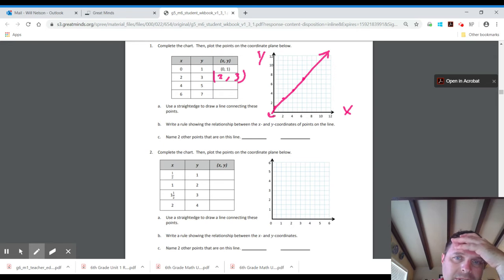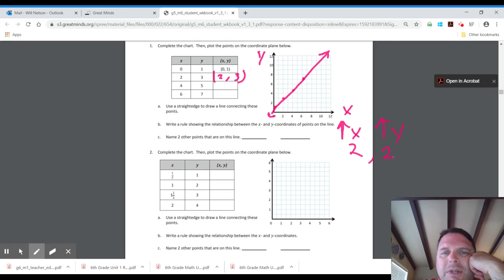So I noticed the rule is it's going over 2. It's increasing by 2 on both x and y. So as it moves 2, and this would be actually something we call slope. Slope is how much x increases. So x is going up 2. Okay, I'm just going to write it here.